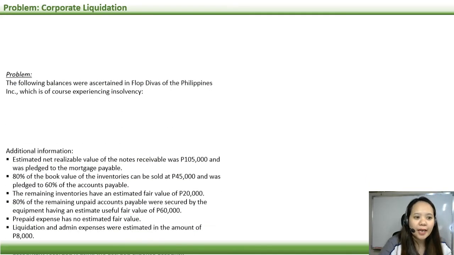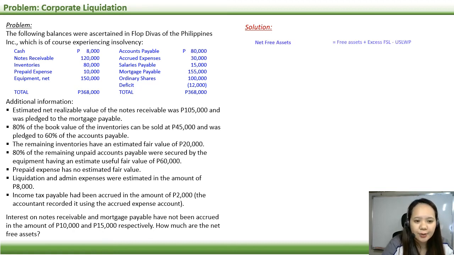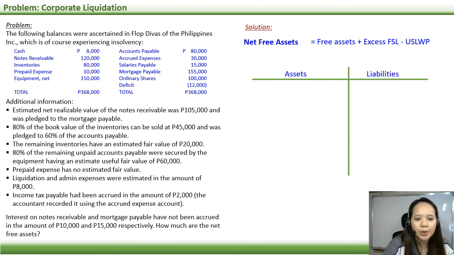Okay, so compute tayo ng problems. Given yung balance sheet, then yung details for the pledged assets and the relevant liabilities, hinahanap sa'yo is how much are the net free assets. So again, to compute for the net free assets, your formula is free assets plus the excess of the fully secured liabilities minus the unsecured liabilities with priority.